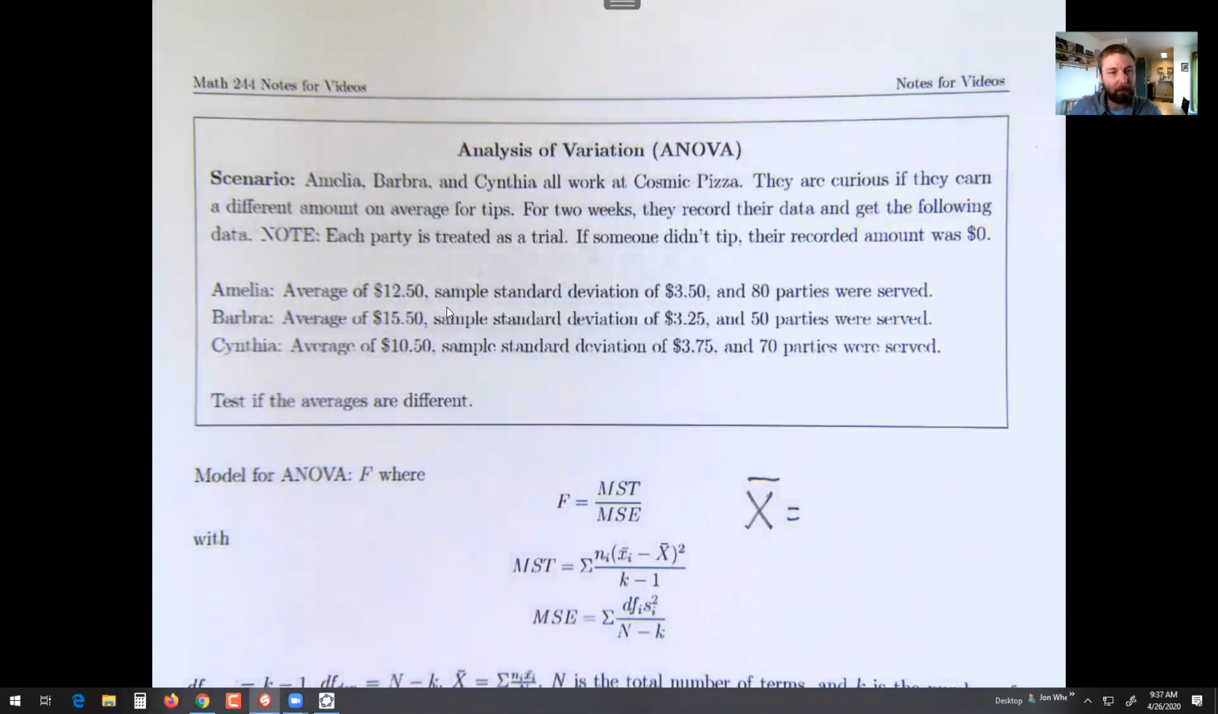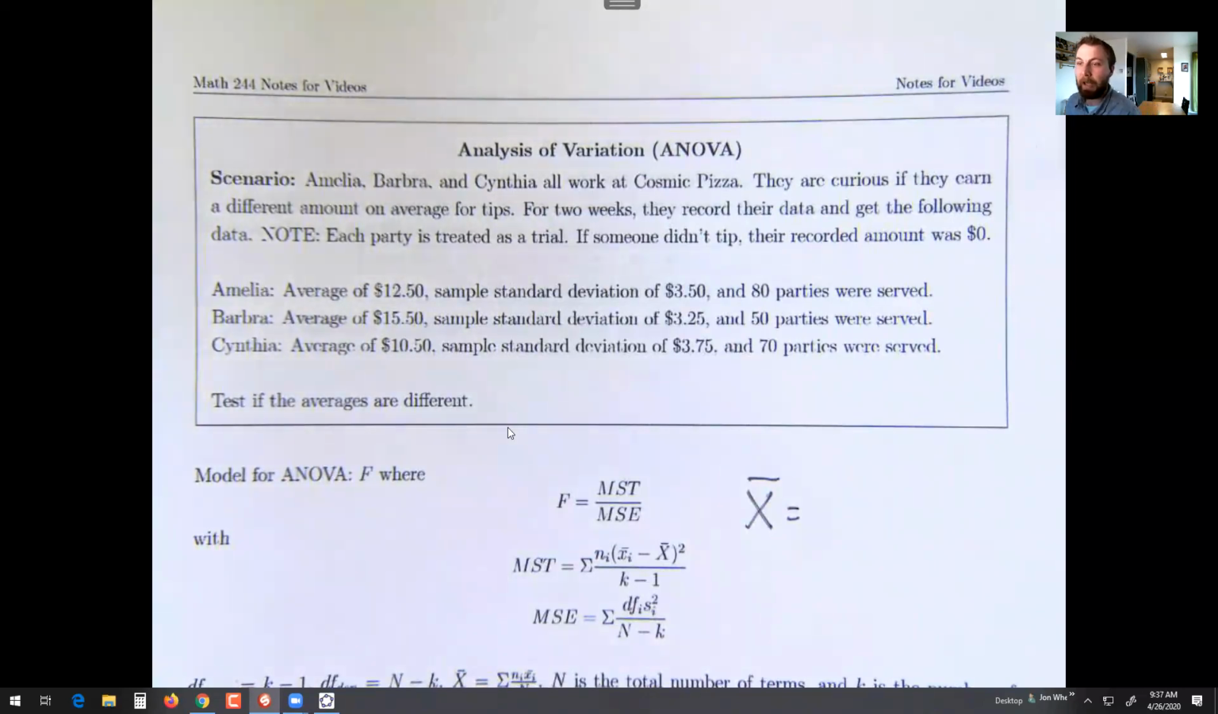Average of $12.50, standard deviation of $3.50, and an N of 80 for Amelia. $15.50, $3.25, and a sample size of 50 for Barbara. And Cynthia has an average of $10.50, standard deviation of $3.75, and an N of 70. Test if the averages are different.